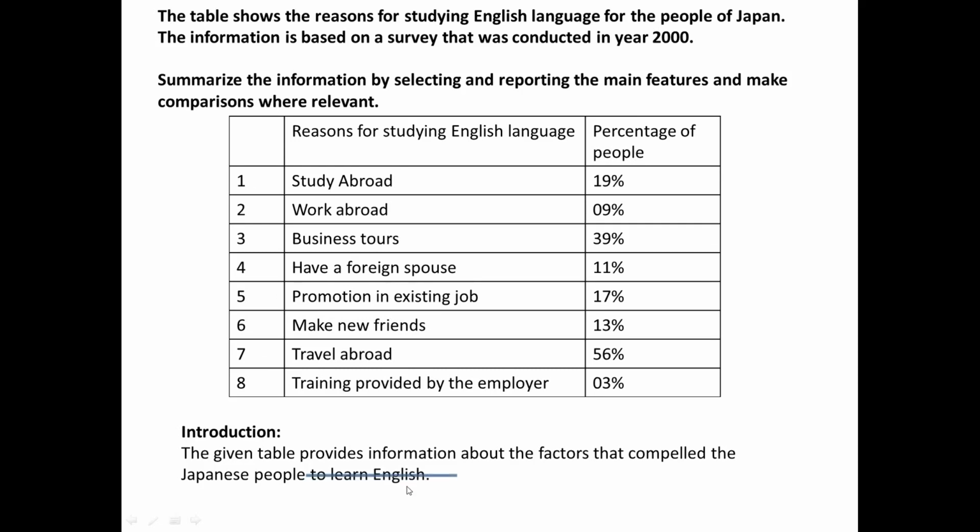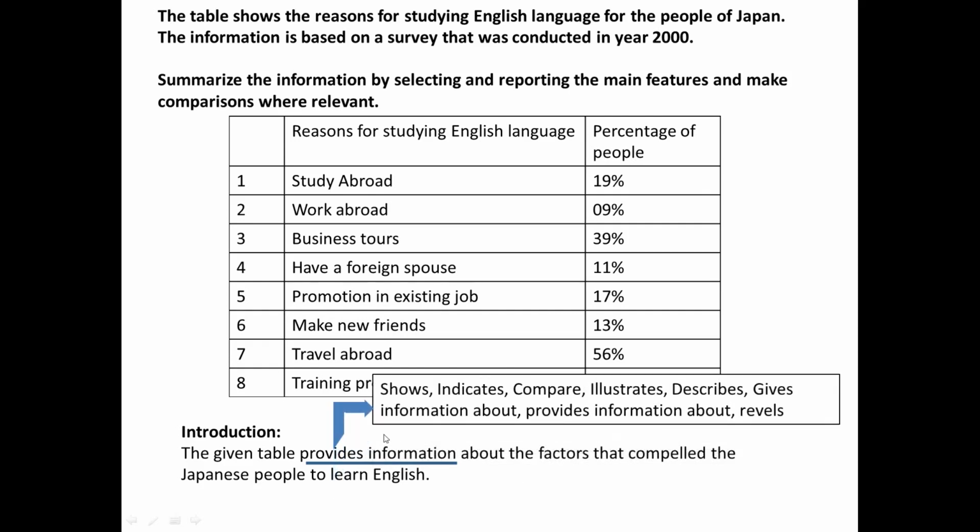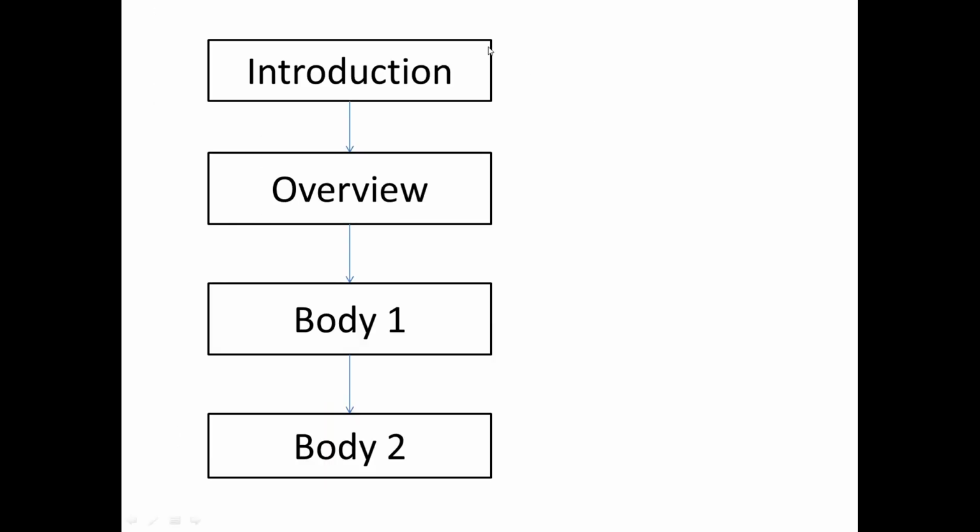So let's see, I have used here provides information instead of shows, and there are a number of words that you can use instead of these, like these words: shows, indicates, compares, illustrates, describes, gives information about, provides information about, and reveals. So you can just write any word from these here, but you have to change the sentence a little bit according to that. And that's all in introduction. Now let's see the Pen9 answer structure and see what we have to do next. Here we have done introduction. Let's move to the overview.